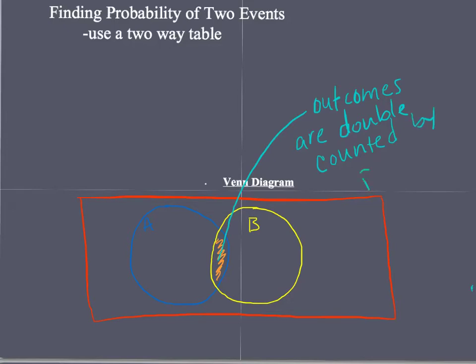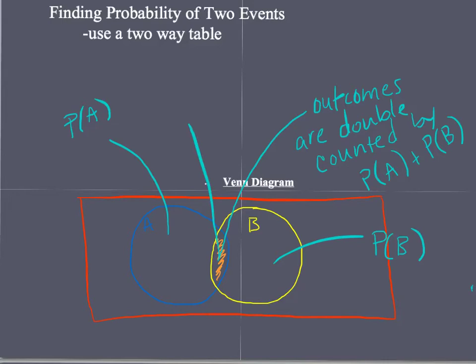By probability of A plus the probability of B. So this space is the probability of A. This space is the probability of B. And the center is the probability of A and B.